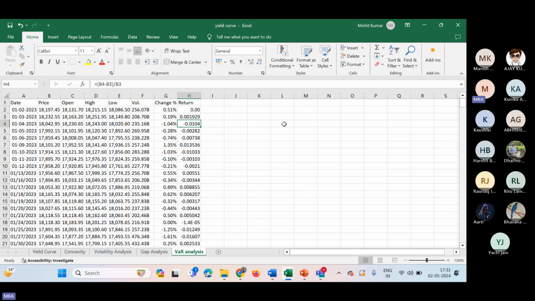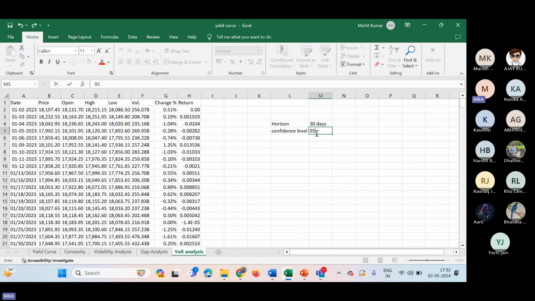So now you have to set a confidence level. First, set the horizon for how many days you want to see. So suppose your time horizon is 30 days. Okay, fine. Then second thing, you need a confidence level. What confidence level do you want to be sure with? You want, okay, I want 95% of the time my return should be good. Sorry, 95% of the time it should not cross a certain percentage of loss.